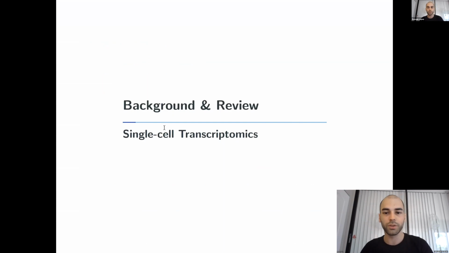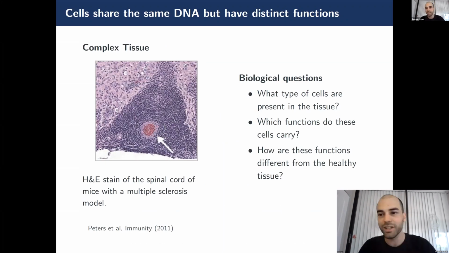So let's go. The key idea of doing single cell transcriptomics is that cells share the same DNA, but they have distinct functions. If we look at, for example, an H&E stain that we have on the left, we see plenty of different color densities, which mean different types of chemicals, glycogen, etc., in the tissue. But essentially, it means that all these cells are working together, but they are pretty heterogeneous.